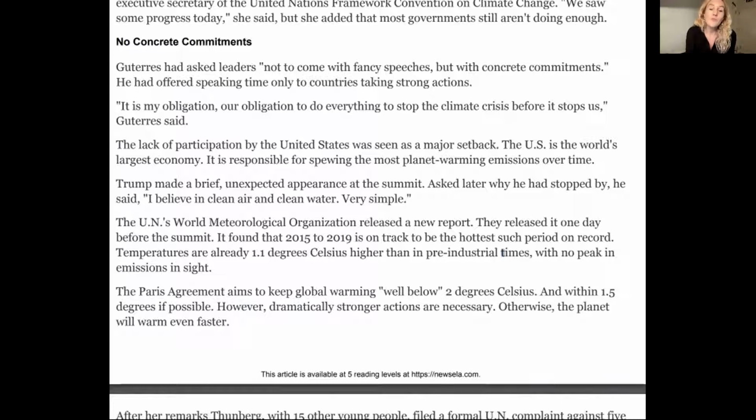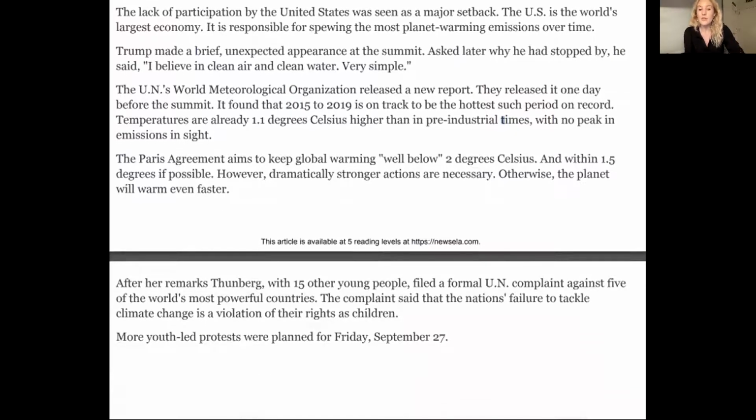The UN's World Meteorological Organization released a new report. They released it one day before the summit. It found that 2015 to 2019 is on track to be the hottest such period on record. Temperatures are already 1.1 degrees Celsius higher than in pre-industrial times, with no peak in emissions in sight. The Paris Agreement aims to keep global warming well below 2 degrees and within 1.5 degrees if possible. However, dramatically stronger actions are necessary. Otherwise, the planet will warm even faster.